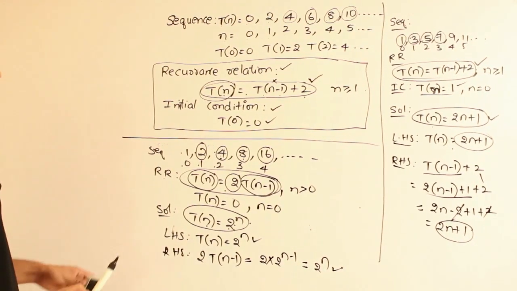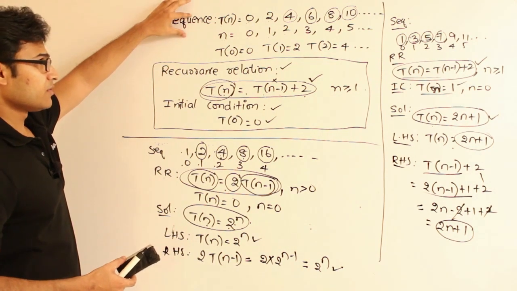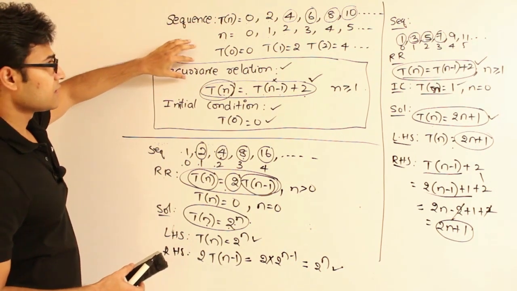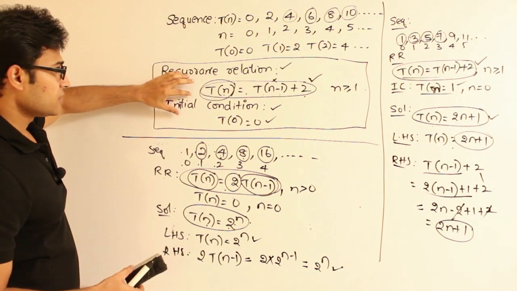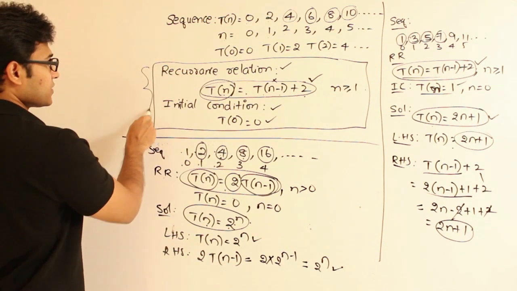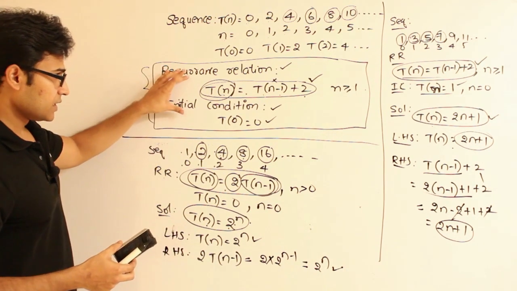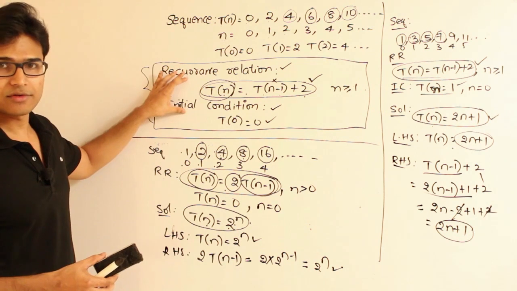So what did we learn from this video? One thing is, there is something called a sequence. From a sequence, a recurrence relation will generally be defined, and then initial conditions will be given. So in the exam, they will be giving you these two things: the recurrence relation and the initial condition. Using these two things, we are supposed to find a solution.